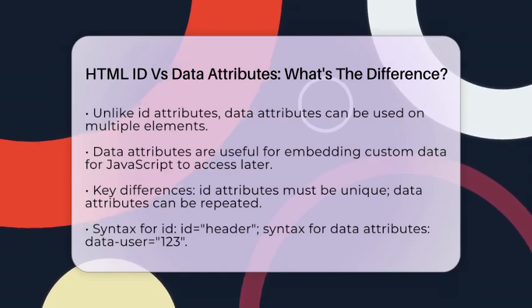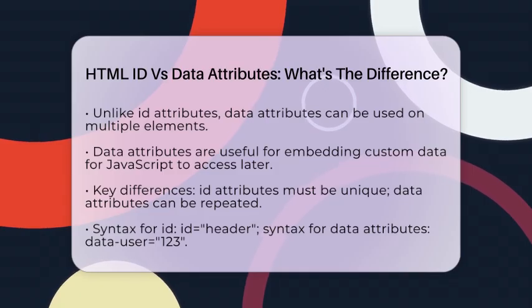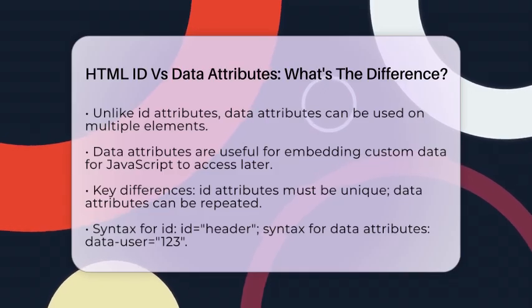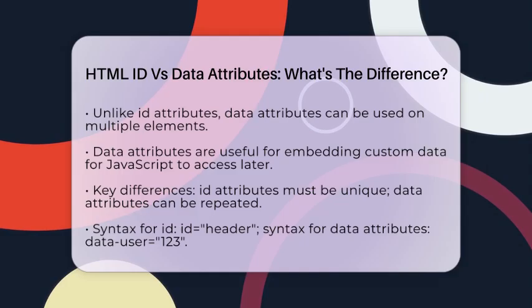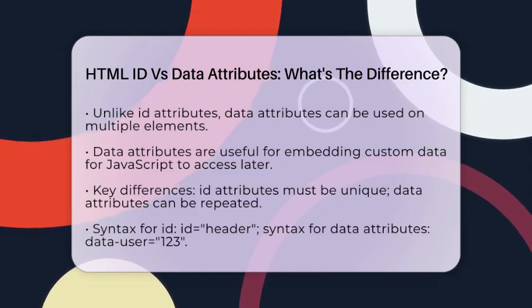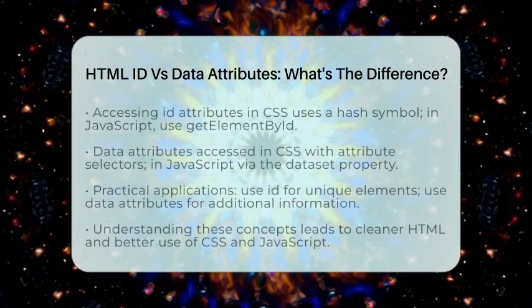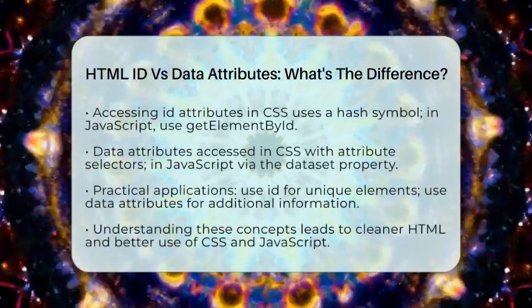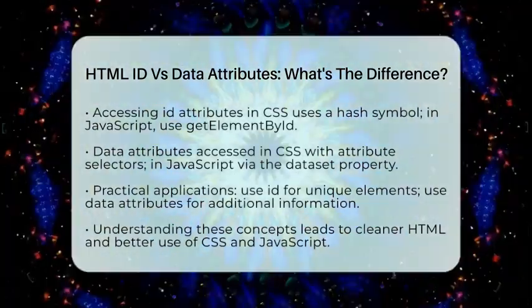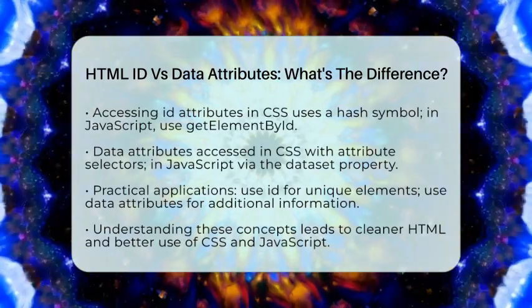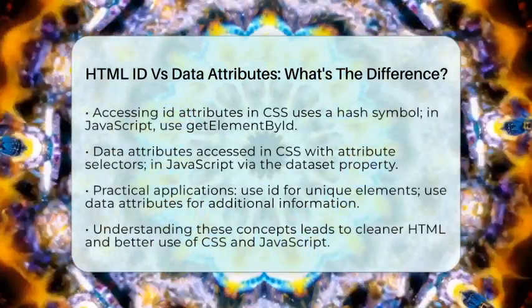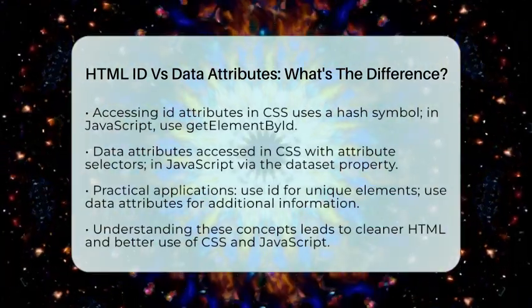When it comes to accessing these attributes, the id can be targeted in CSS with a hash symbol followed by the id name and in JavaScript using the getElementById method. Data attributes can be accessed in CSS using attribute selectors and in JavaScript via the dataset property. For example, you can access a data attribute in JavaScript like this: element.dataset.user.